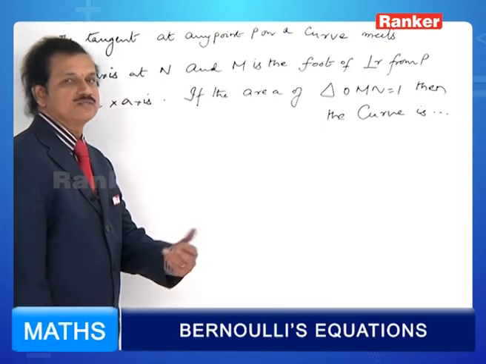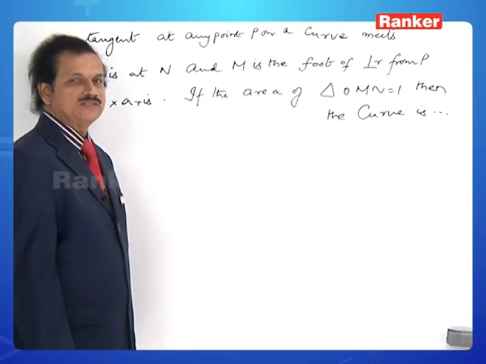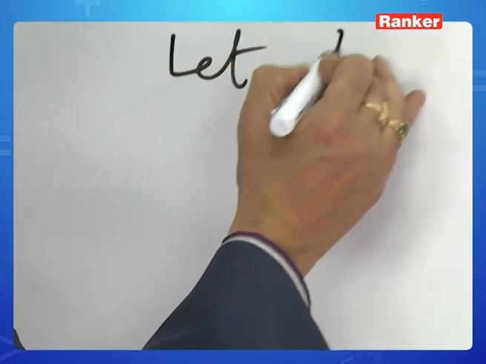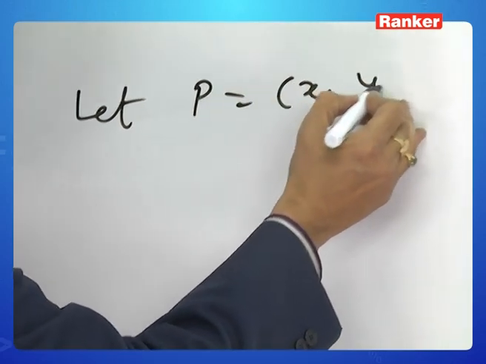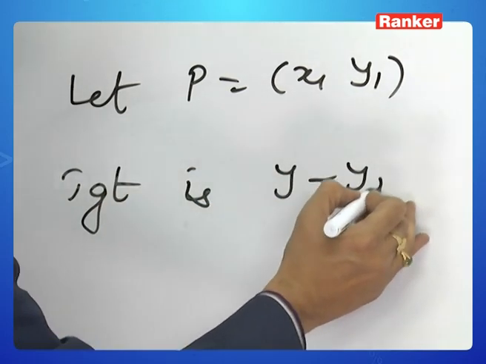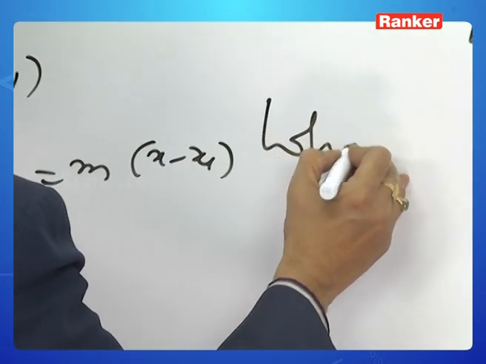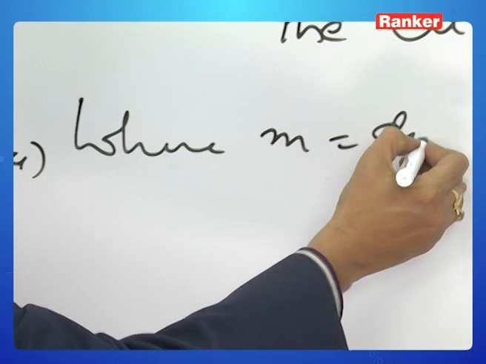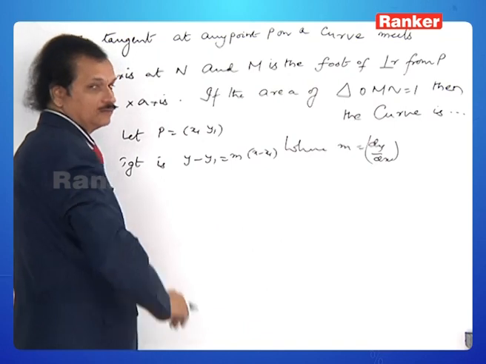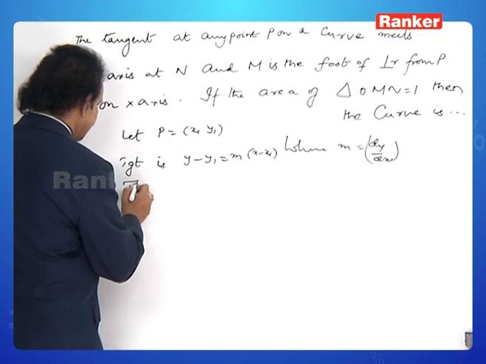First of all, let us have the equation of the tangent. Let y is equal to f of x be the curve. What is the equation of the tangent? Let P be (x1, y1). Tangent is y minus y1 is equal to m into (x minus x1), where m is equal to dy by dx at (x1, y1).